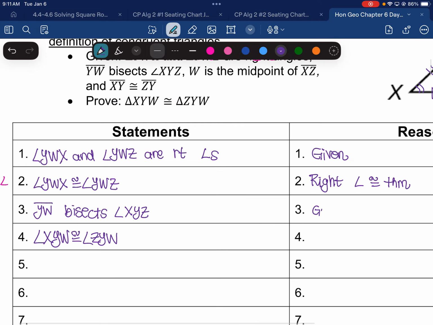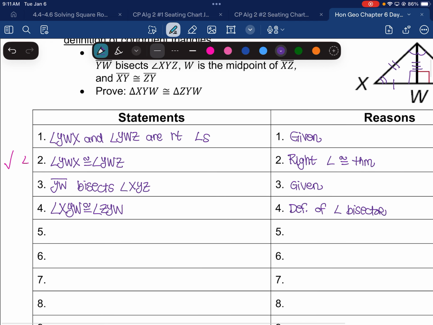Oh, this was given. Sorry, I forgot that reason. Anybody remember what that reason was for that pair of congruent angles? There's not a theorem with angle bisector. It's going to be a definition. Okay? And guess what? Put another pink check mark or whatever you used. That's your second angle.